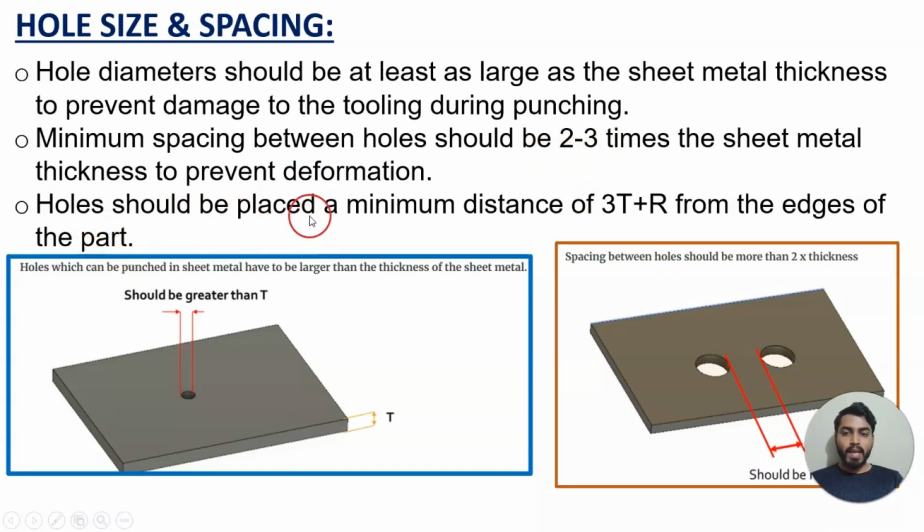Then holes should be placed a minimum distance of 3t plus r from the edges of the part. Now, for example, this part is there. We can't create a hole here near to that edge. Why? Because if we are having any bend, if there is no bend, no problem. But if we are having a bend here, later the hole created at the end, when you bend here, that circle shape will be dragged and it will become a different shape. So minimum distance should be 3 into thickness plus bend radius from the edge to the hole center. So from this edge, it should be the minimum distance. There we can create these holes.